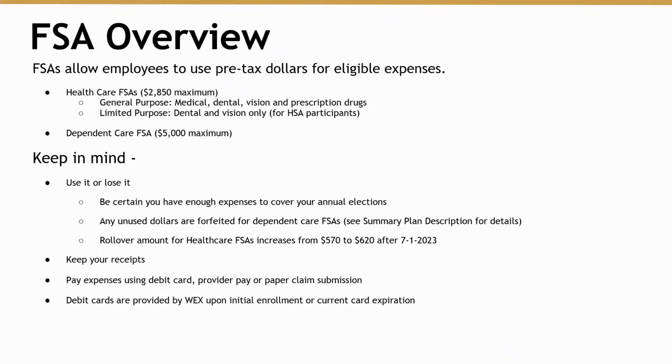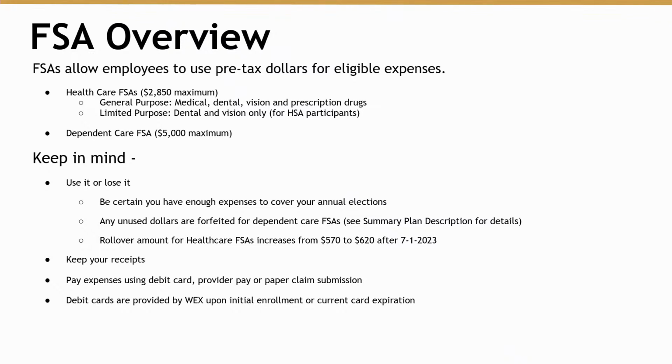That means the money you put in during a plan year has to be used during that plan year or it's forfeited. That is true of dependent care FSAs. However, there is a rollover option that the healthcare FSAs have. For this plan year, if you have up to $570 left in your healthcare FSA, that money will roll over and you can use it for next year's expenses. Starting July 1st, that rollover amount will increase from $570 to $620.